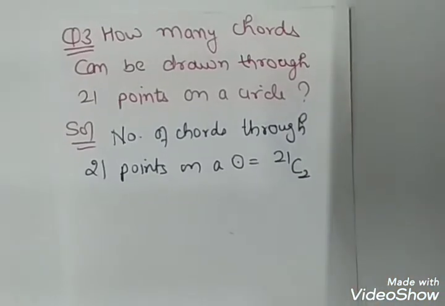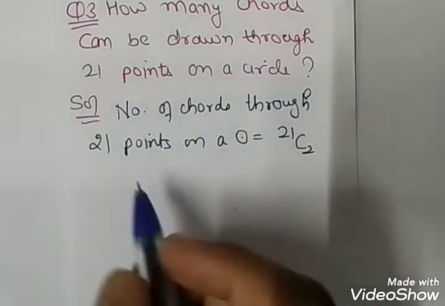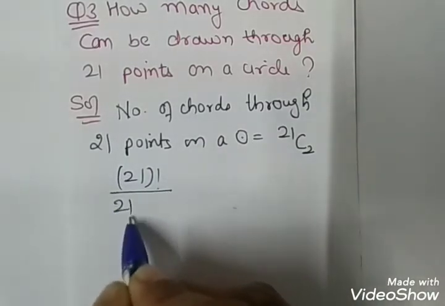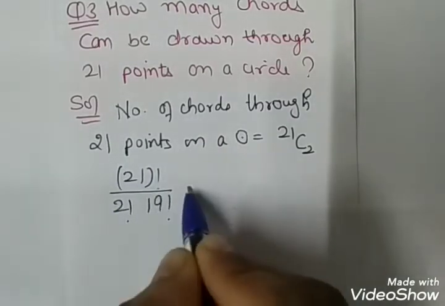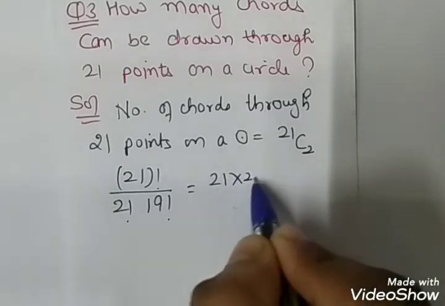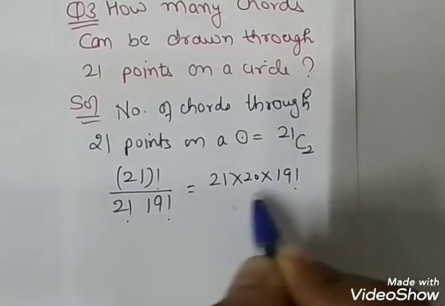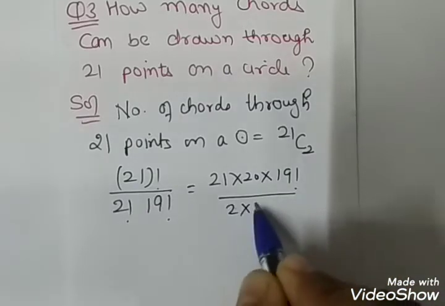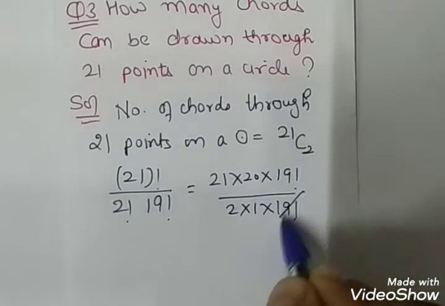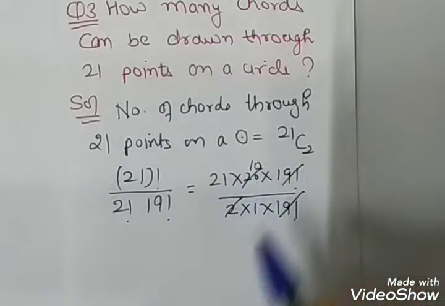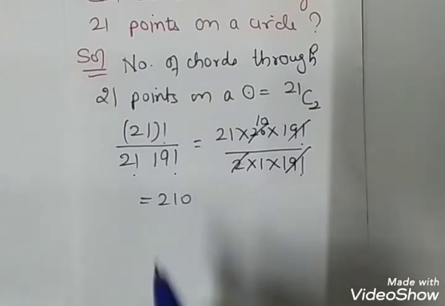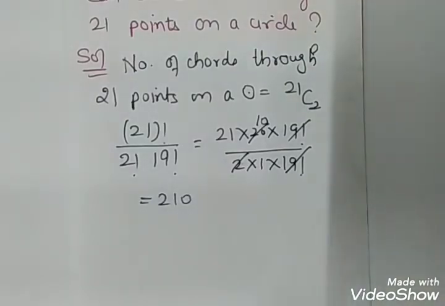21C2. It's 21C2, very easy to calculate. It is 21 factorial upon 2 factorial into 19 factorial. 21 into 20 into 19 factorial upon 2 into 1 into 19 factorial. 2 tens are 20. Answer is 210. We can draw 210 chords through 21 points on a circle.